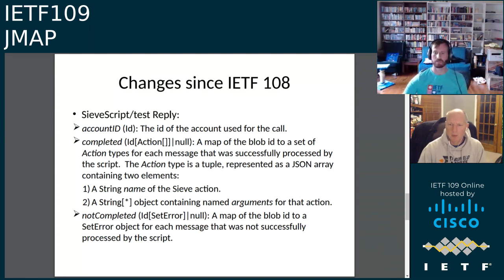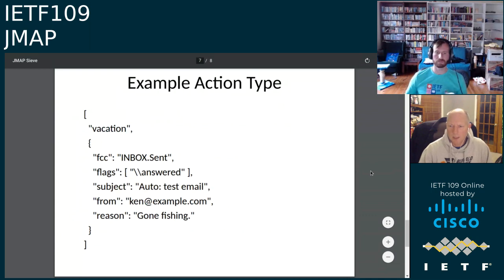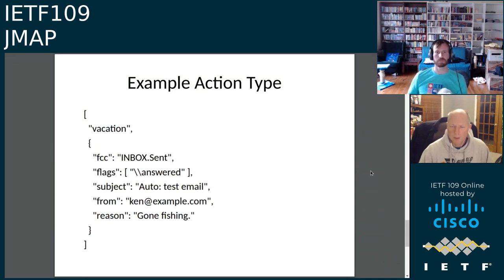On the next slide, I've got an example of what one of these action objects looks like. Pretty straightforward. So this would be a vacation action and the various arguments that you might see. The current draft has a bunch of text which describes how the arguments should get named. Mainly, it usually uses the tagged argument name for those that are tagged arguments. For those that are positional, it uses the name that is in the actual usage part of the spec.